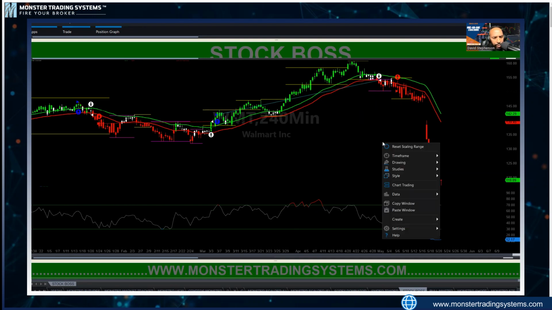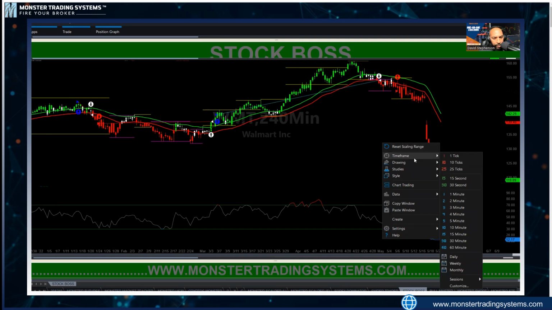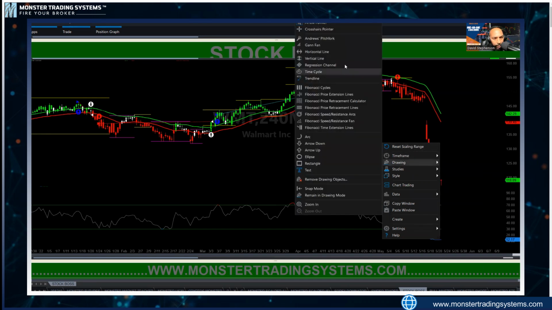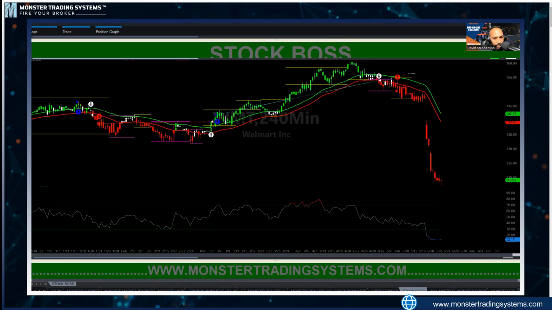A couple of things too. There are traders that are still holding this trade, traders that bought up in this area. They're still holding this trade, and it's all the way down here. So you got in, you got out.